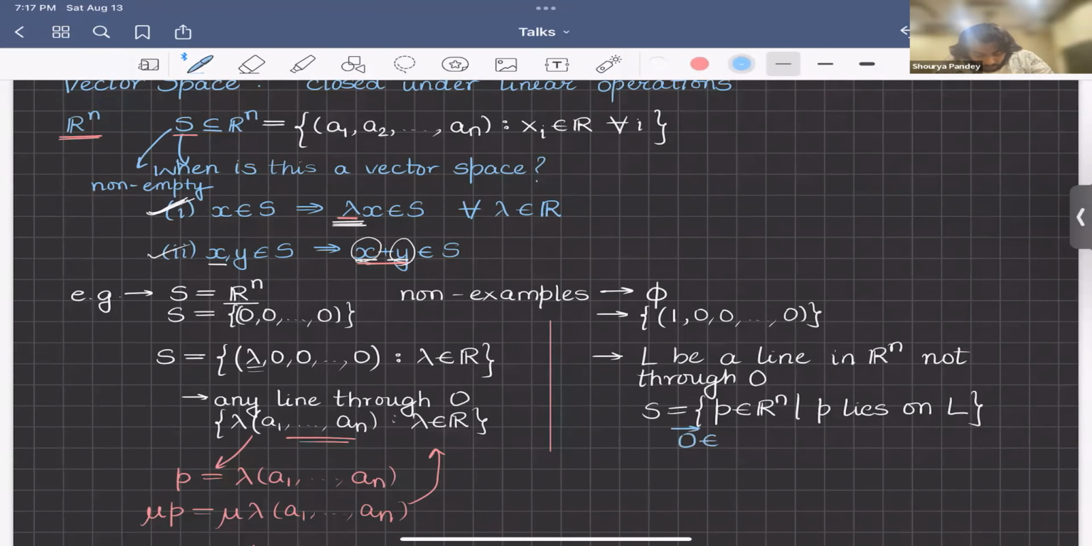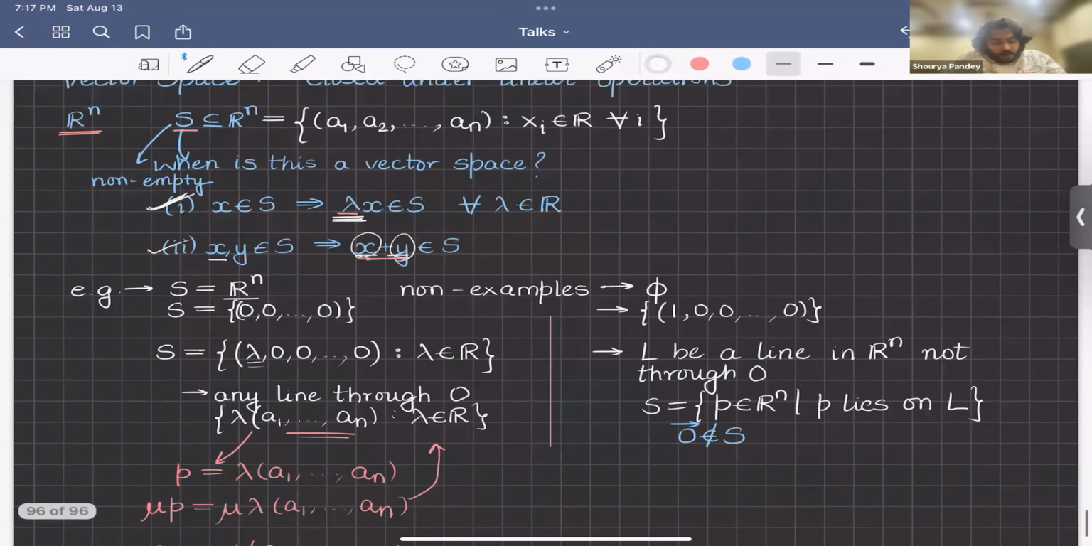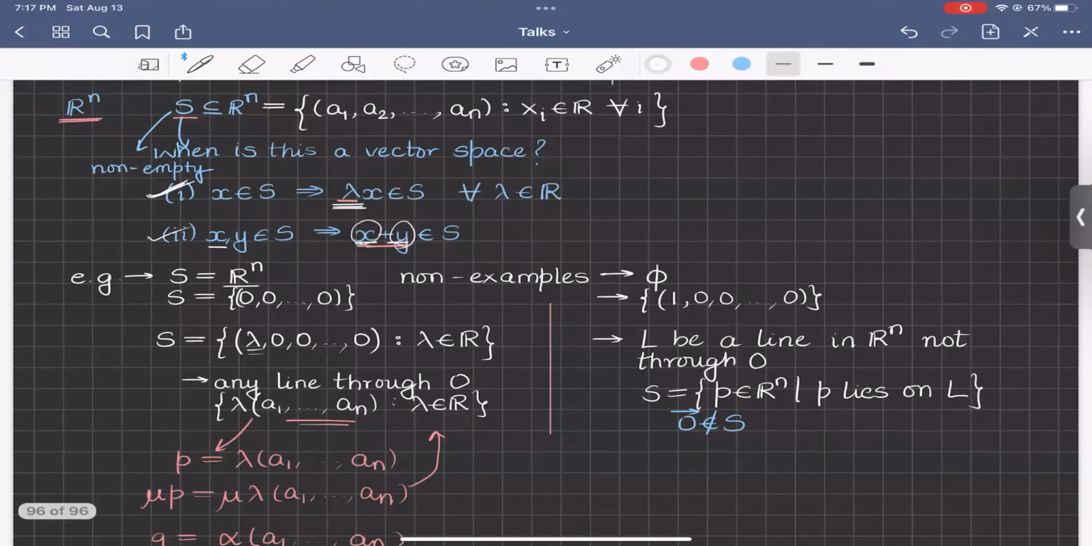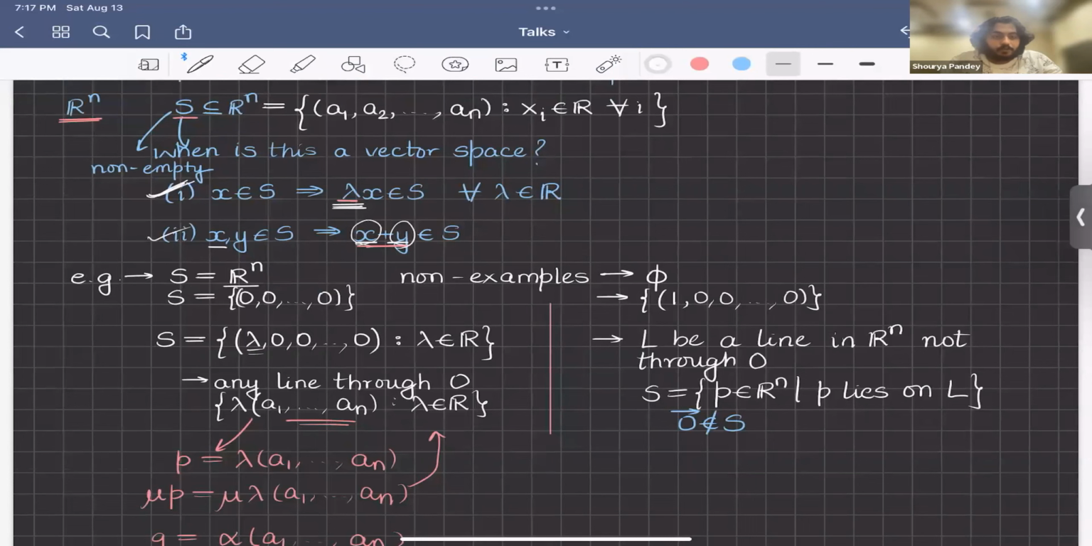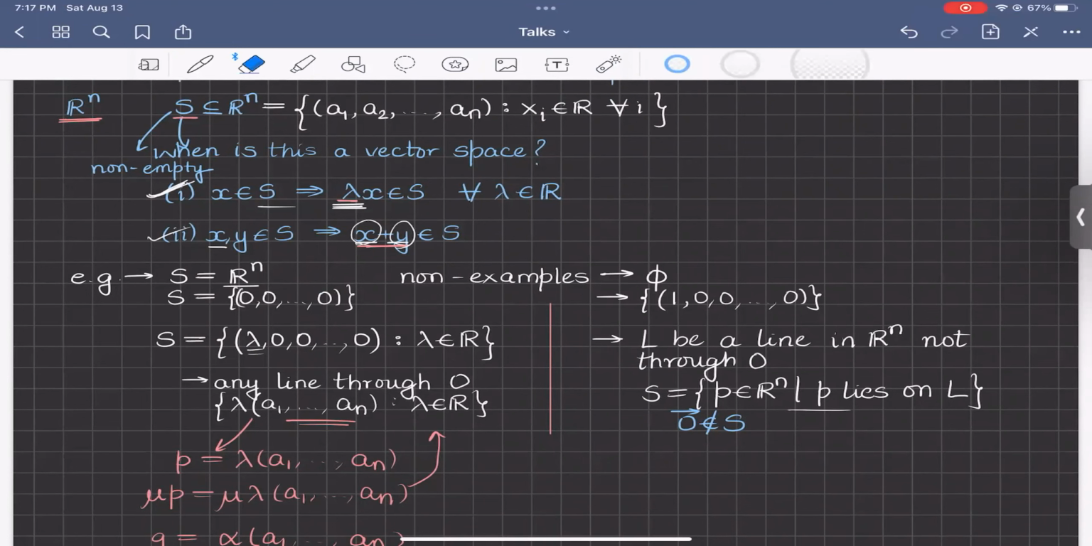The zero vector does not lie in S. So that's enough for a justification. And why is that just enough? Because any vector space must have a zero, because of this. So this does not have zero, so it cannot be a vector space. Ah, yes.